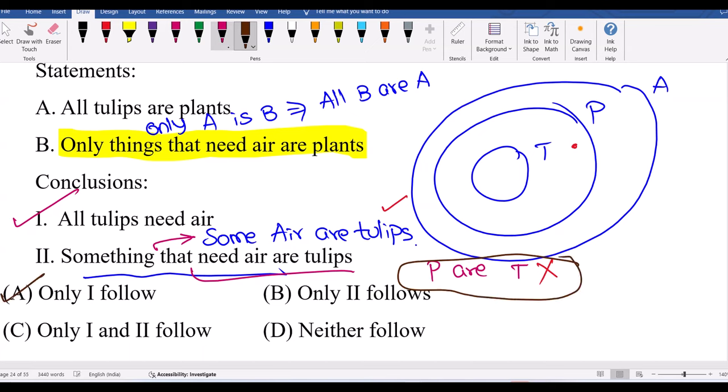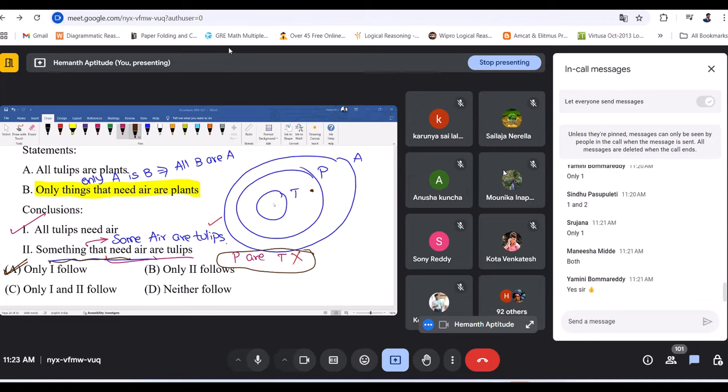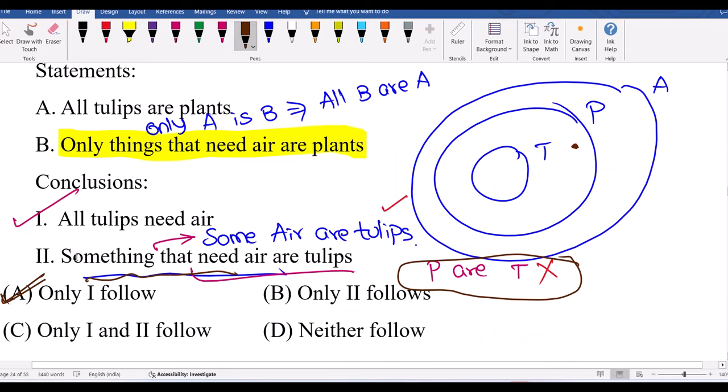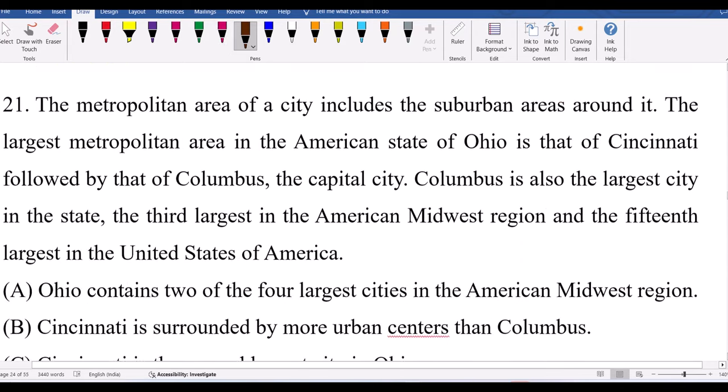It's only one follow. "Something that needs air" in the question: only things that need air are plants, so I can replace that with plant. Plants are tulips? No. All plants are not tulips. This is plant area, not tulips. So in that consideration, we are going with only one follow. "Something that needs air" is not about some, it's about plants, which is given in the statement already. So plants are tulips, no, it's only one follow. They are giving tricky words like this. We need to be very attentive.